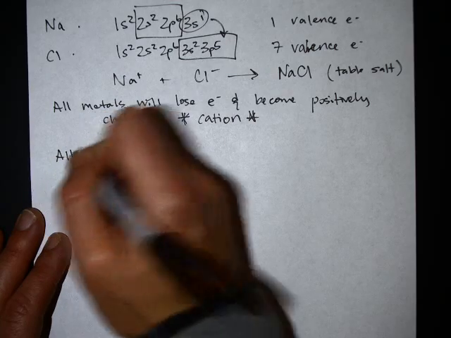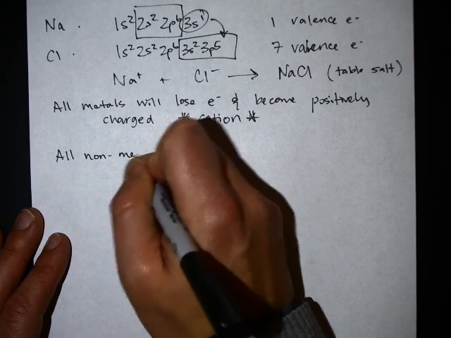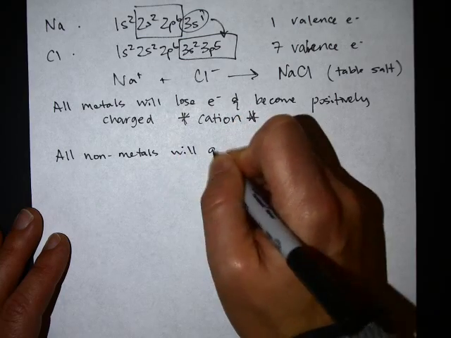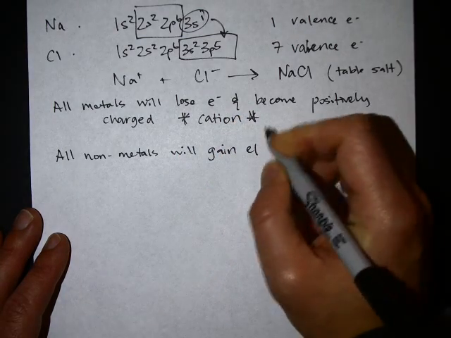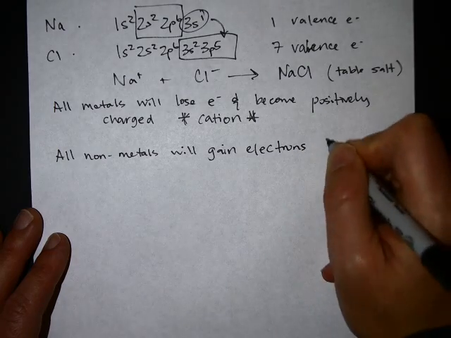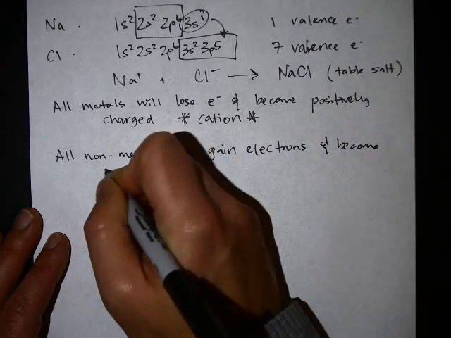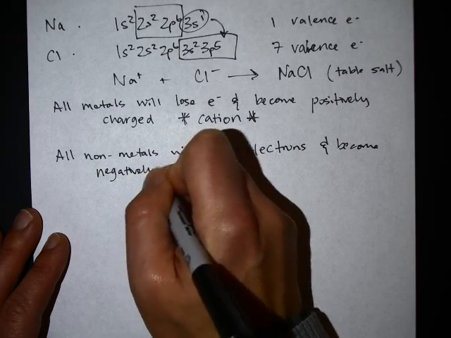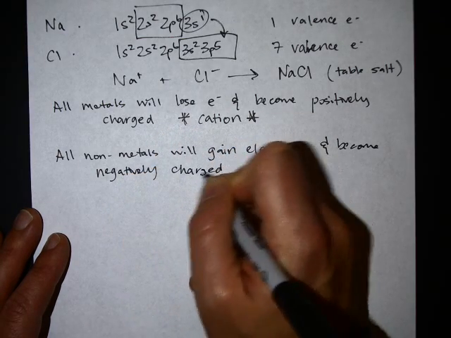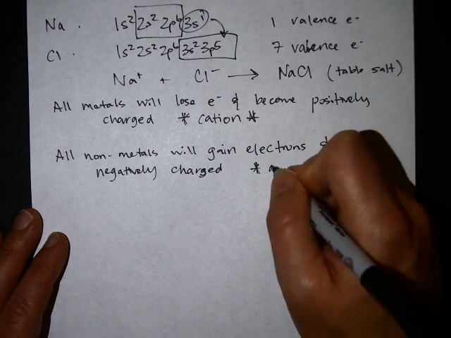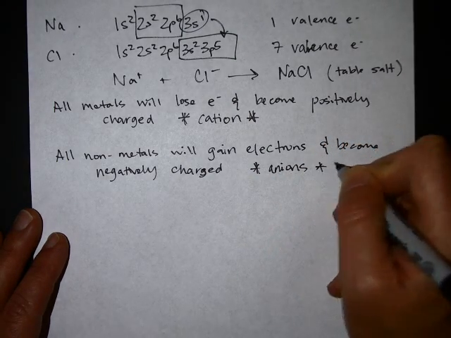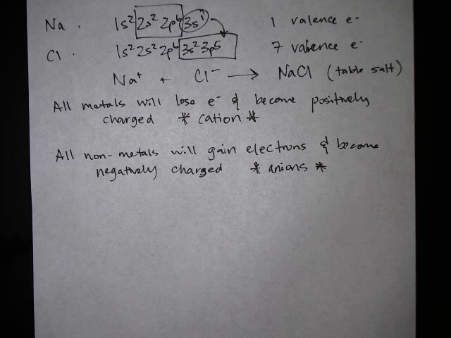And then all nonmetals will gain electrons, and become negatively charged. And those are known as anions. Anyway, it looks like an-ions, but it's pronounced anions. Every ionic compound is made up of cations and anions. Positive charge and negative charge.